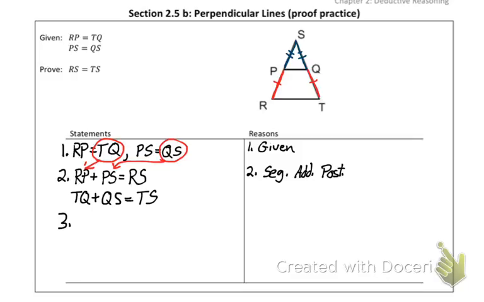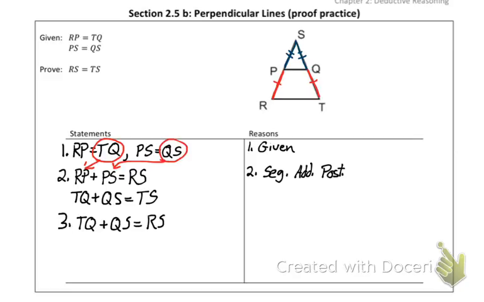That will give us TQ plus QS equals RS. So I'm saying this segment plus this segment equals this total segment. And that's just substitution.